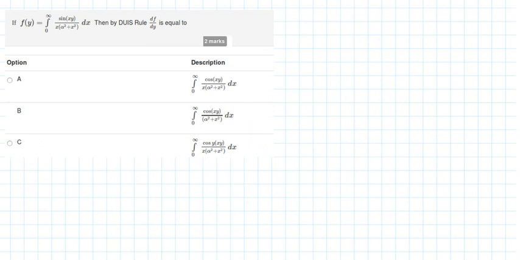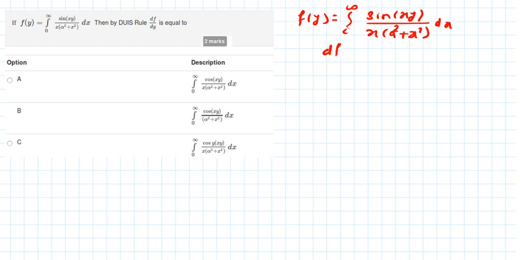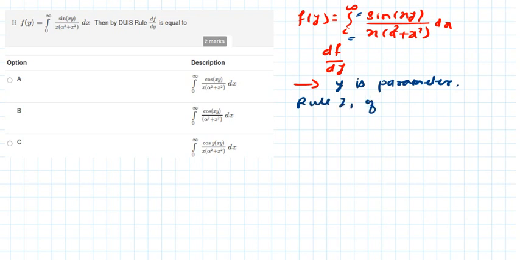Next question: if f of y is given as the integration from 0 to infinity of sin xy upon x into a square plus x square dx, then they have asked what is d f by dy. Now if we observe again, y is the parameter and x is a variable, and also the limits are constant. So we can use rule 1 of DUIS.